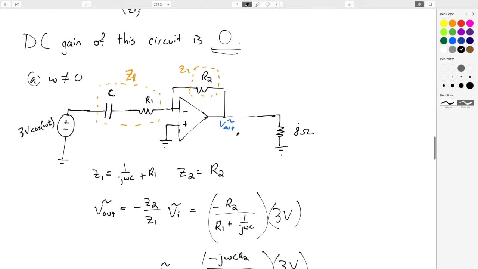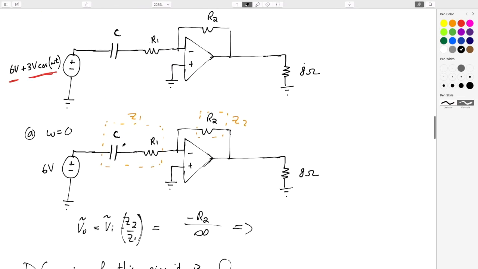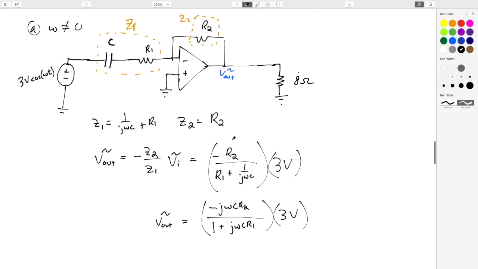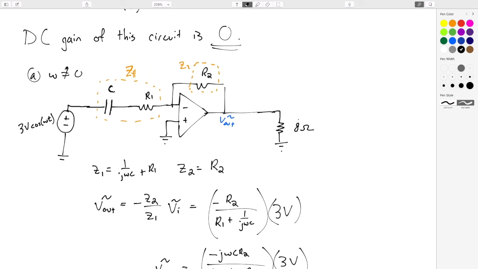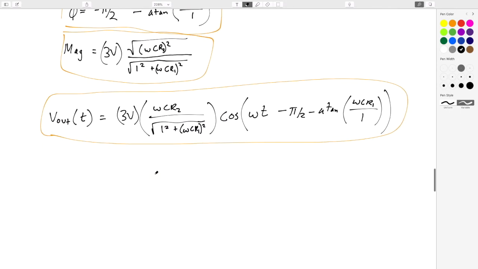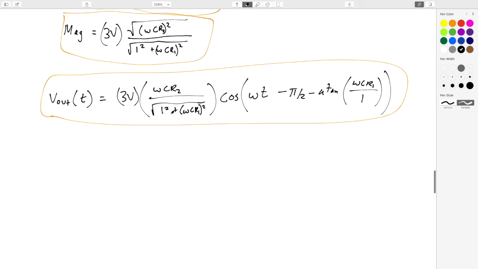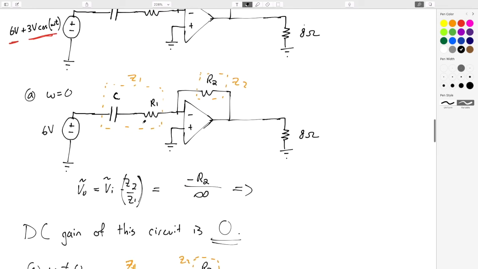If we scroll up here, when we analyzed it at DC, we found out that the gain was 0. Whereas when we're not at DC, when omega is anything else, we will get some fraction of signal through. If we analyze this equation at omega is 0, what do we end up with? We end up with 0 in the top. This is a good sanity check: at omega equals 0, this thing equals 0 as well. That agrees with our initial omega is 0 analysis.